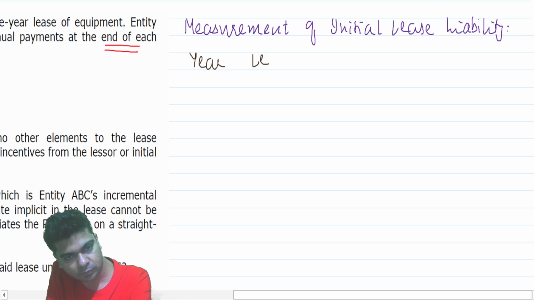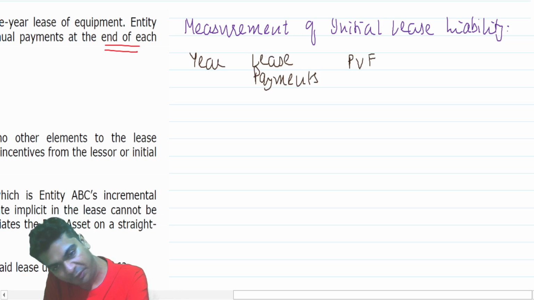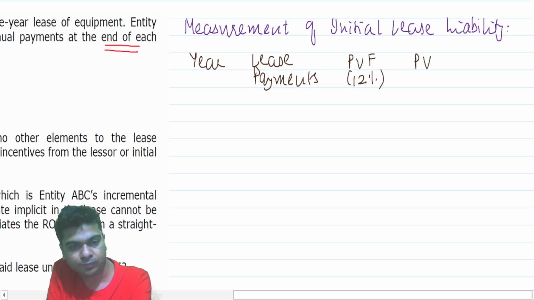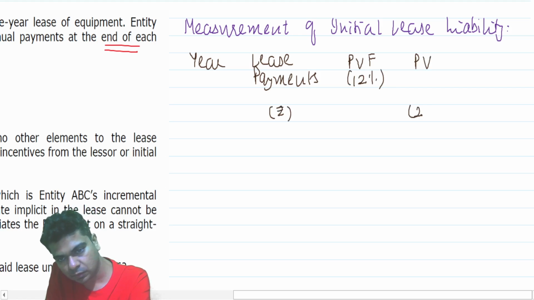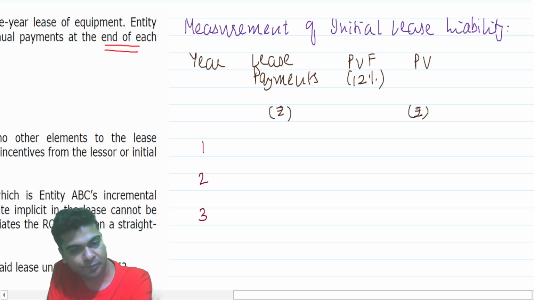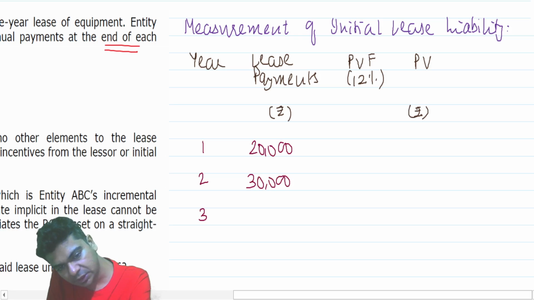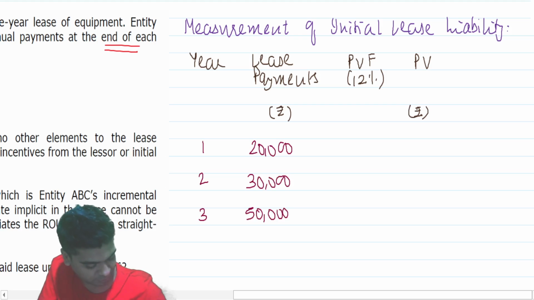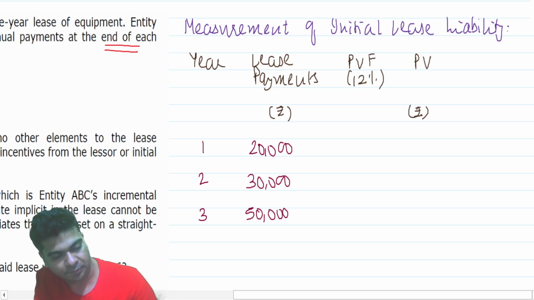Here, lease payments. Discount rate this time is 12%. We will be paying the lease rent at the end of each year: 20,000, 30,000 and 50,000. Right, I have the question with me, 20, 30 and 50.